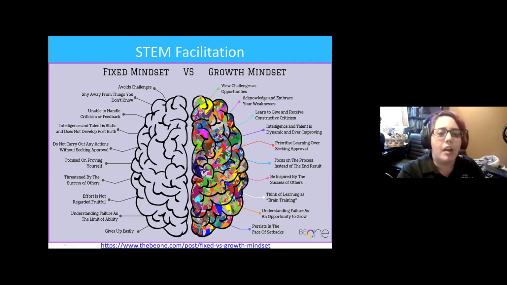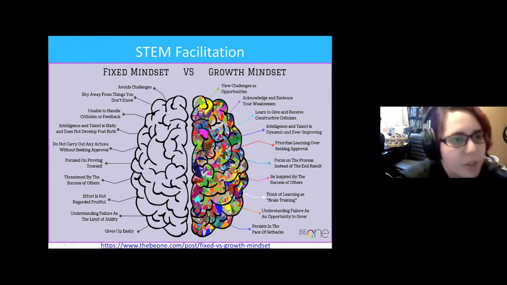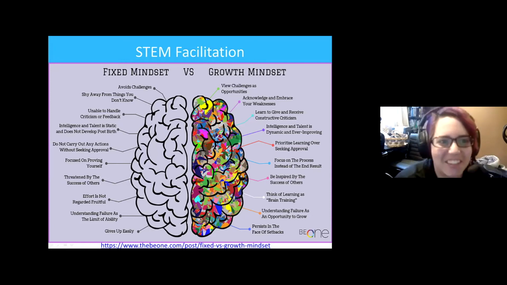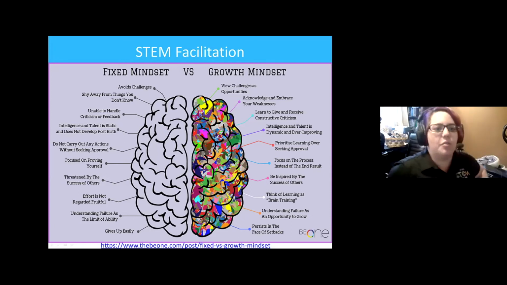So modeling these behaviors for students, things like, it's okay if we don't understand it, but let's try. Or, you know what? I don't have enough practice to be able to do that. Why don't we practice it together? Those kinds of things really bring your growth mindset skills to STEM facilitation, because if you don't model it, if you tell students that you are not very good at math or that you're not very good at science, they will take that as permission to do the same thing.